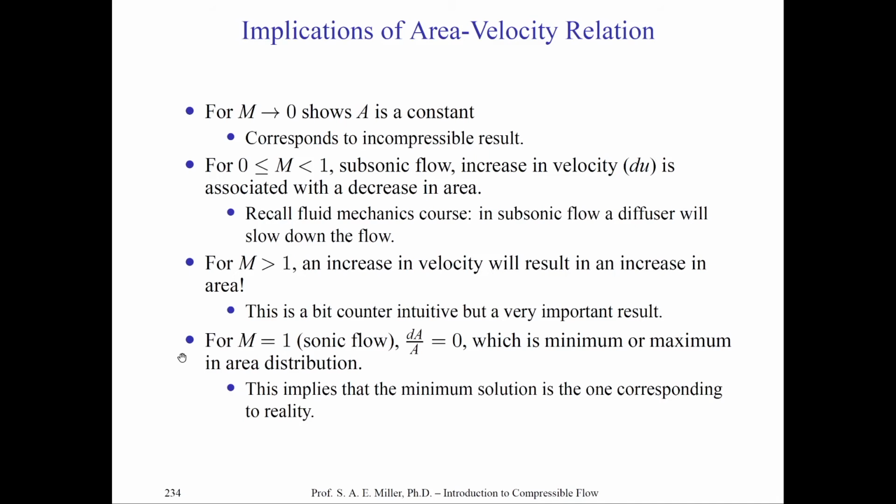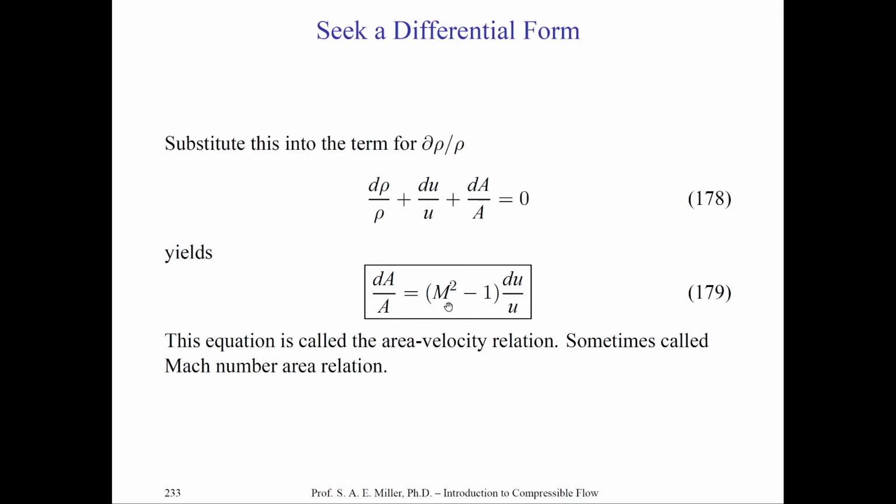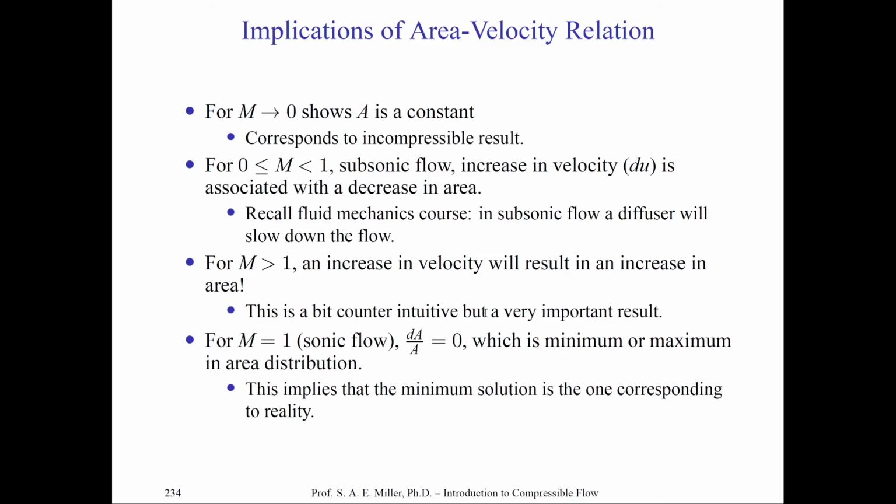What does this mean when we're in the transonic condition exactly, the true transonic condition of M equals 1? Then you see in these terms, M equals 1 squared, minus 1 is 0, then dA over A is 0. That's a very confusing thing. If dA over A is 0, this corresponds to the so-called minimum or maximum in the area distribution of A as a function of x along the progression of the stream tube. This would imply that the minimum solution is the one corresponding to reality. And it's very unlikely that you have a maximum area. And of course, it's unphysical. This is one general area where we find generally unphysical situations for maximum areas. In stream tubes, we often encounter minimum areas, and this is where we find the transonic condition.